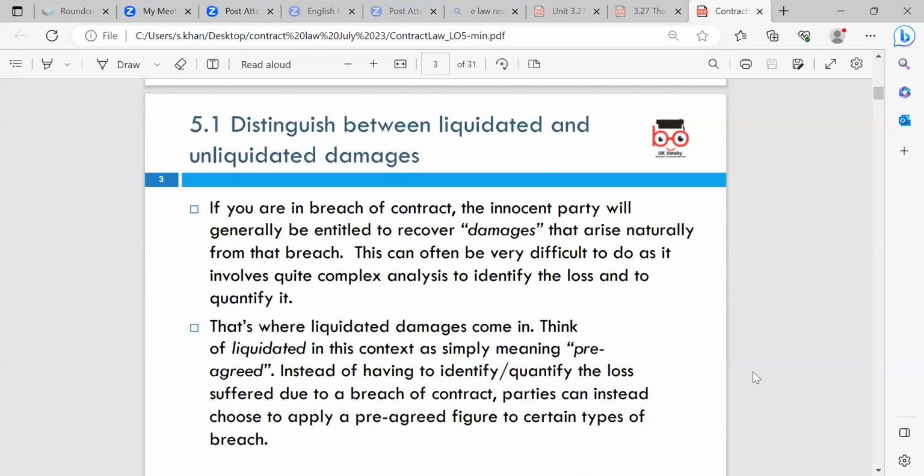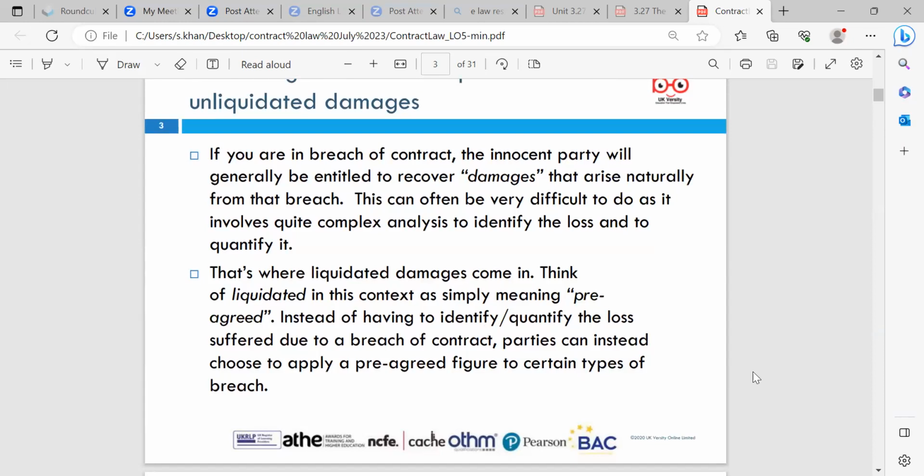5.1, distinguish between liquidated and unliquidated damages. So if you breach a contract, the innocent party will generally be entitled to recover for damages that may arise naturally from the breach. This can often be very difficult to do, as this will involve quite complex analysis to identify the loss and to quantify it. That's where liquidated damages come in. Think of liquidated in this context as meaning pre-agreed. Instead of having to quantify the loss suffered due to a breach of contract, parties can instead choose to apply a pre-agreed figure to certain types of breaches.